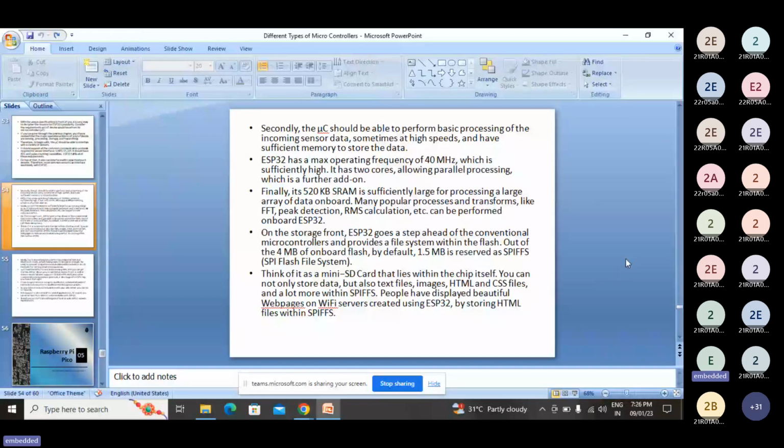Finally, its 520 KB static RAM is sufficiently large for processing a large array of data on board. Very popular processes and transforms like FFT, peak detection, RMS calculations, etc. can be performed on board ESP32.